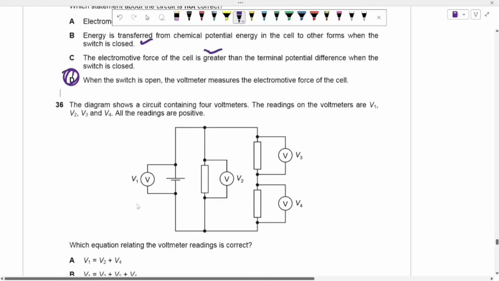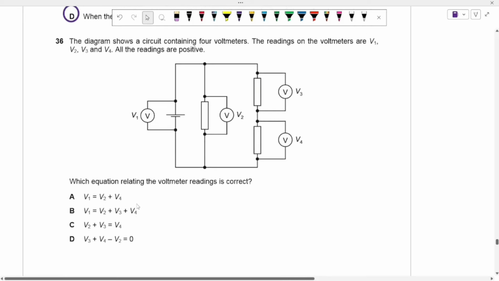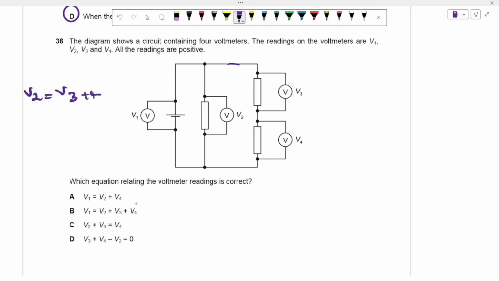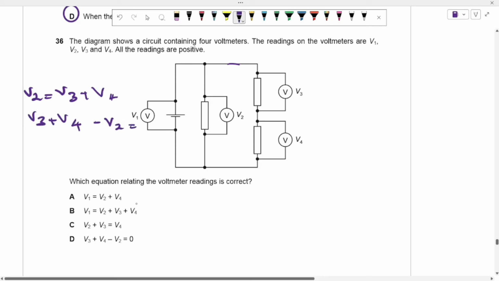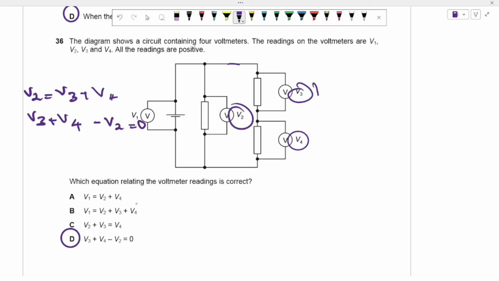Question 36. The diagram shows a circuit of 4 voltmeters. The readings on the voltmeters are V1, V2, V3, and V4. All readings are positive. Which equation relating the voltmeter readings is correct? If you look at this, we know that for a voltmeter, since it's in parallel, V2 should be equal to V3 plus V4. So if you add V3 and V4, it's going to be equal to V2. So V3 plus V4 minus V2 should be equal to 0. So the answer has to be D. V3 plus V4 minus V2 should give you 0 because they are essentially supposed to be equal.